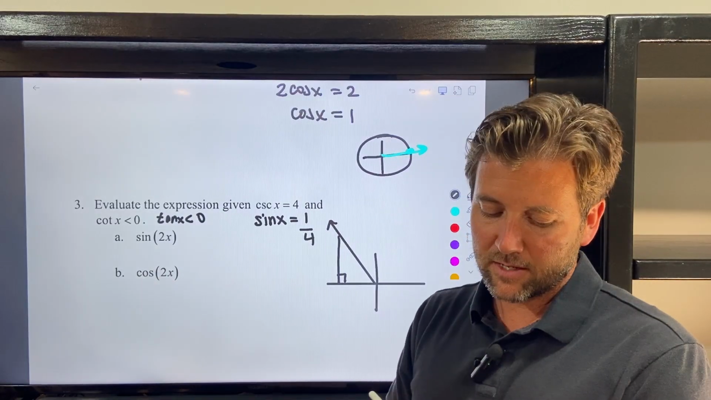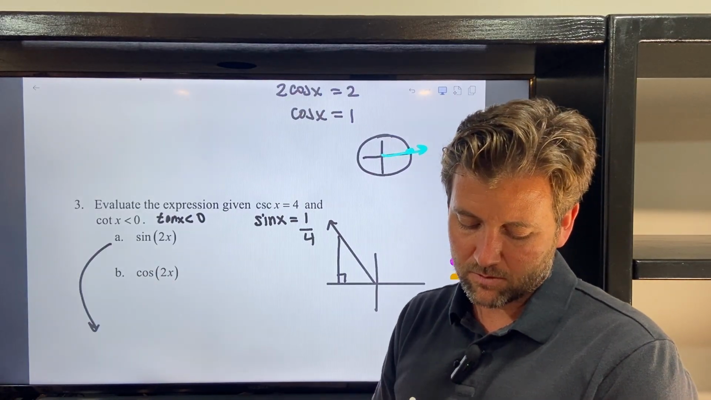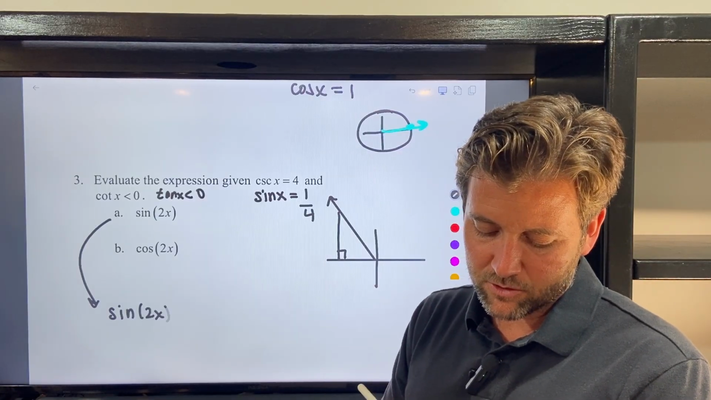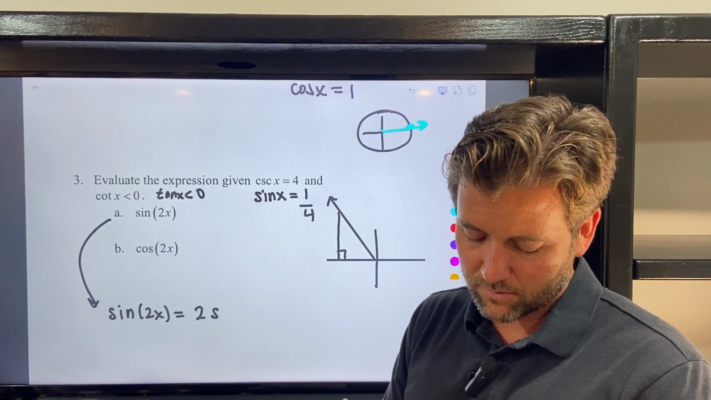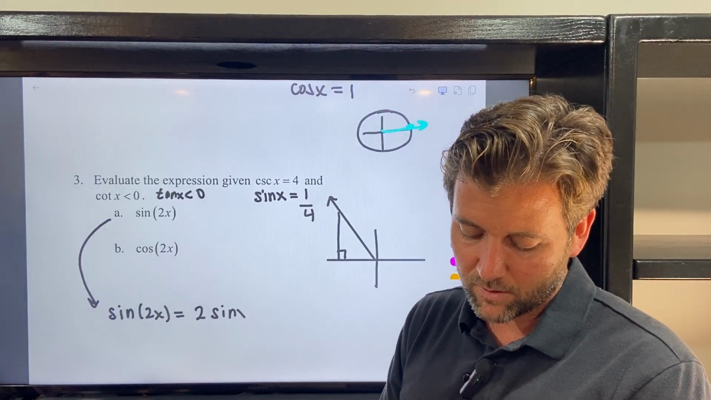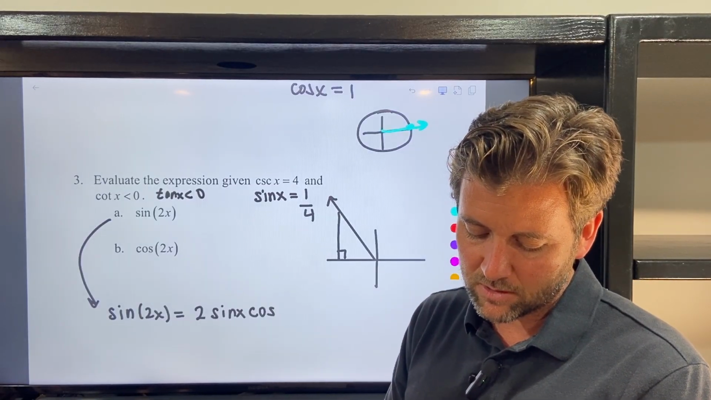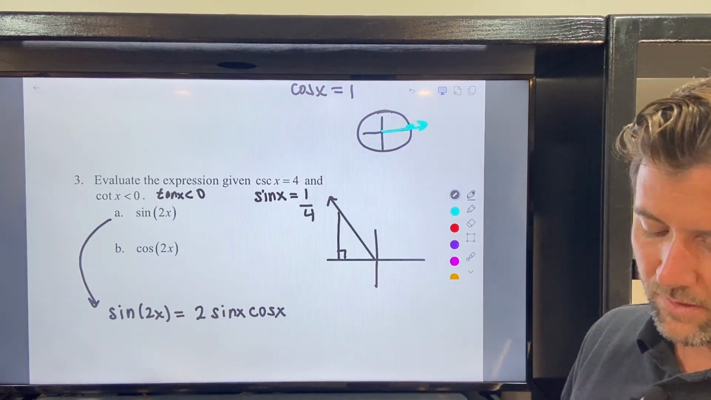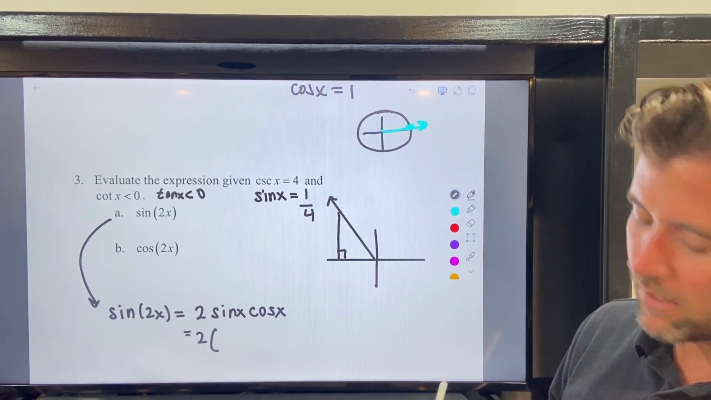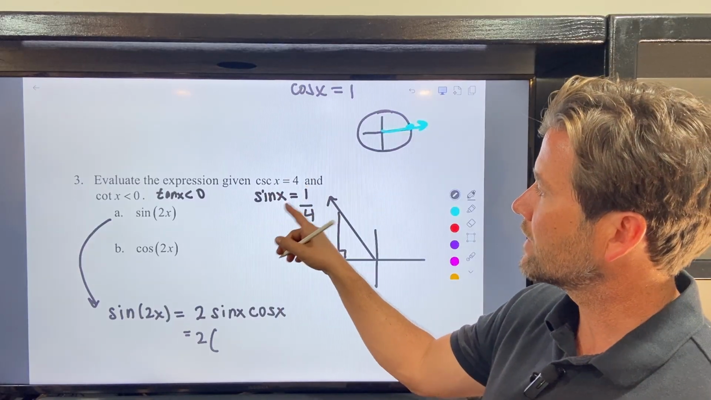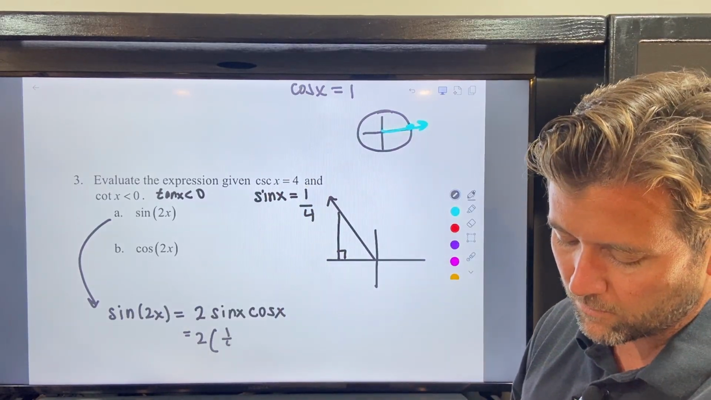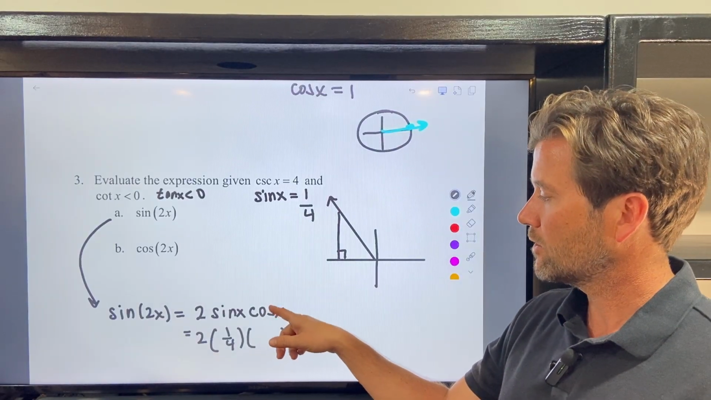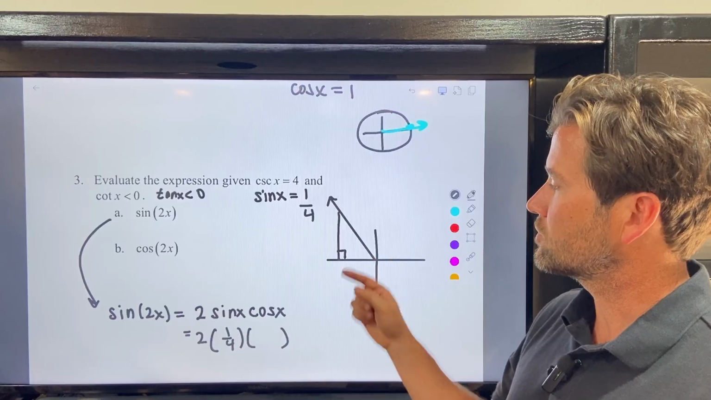So let's go ahead and take sine of 2x. And we're going to expand this using the double angle formula, which is 2 times sine x times cosine of x. Now, because cosecant of x equals 4, I know sine of x equals 1/4. Now this is giving me a need to find cosine of x. It's giving me a need to draw this triangle.